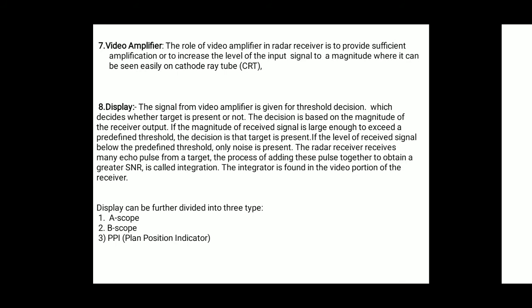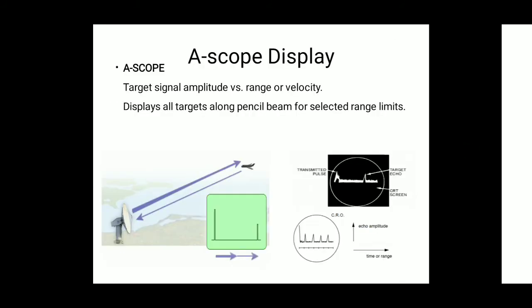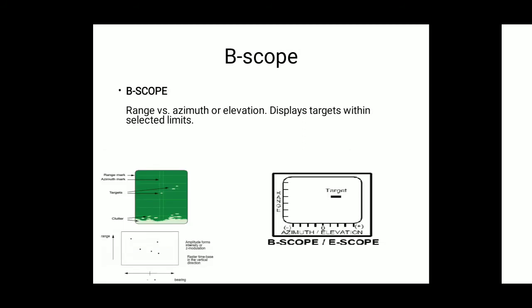Okay. So display can be further divided into three types: A scope, B scope, PPI. PPI means plan position indicator. A scope display: the A scope display represents target signal amplitude versus range or velocity. It displays a target along a pencil beam for a selected range limit. B scope: the range versus azimuth or elevation angles. It displays targets within the selected limits.